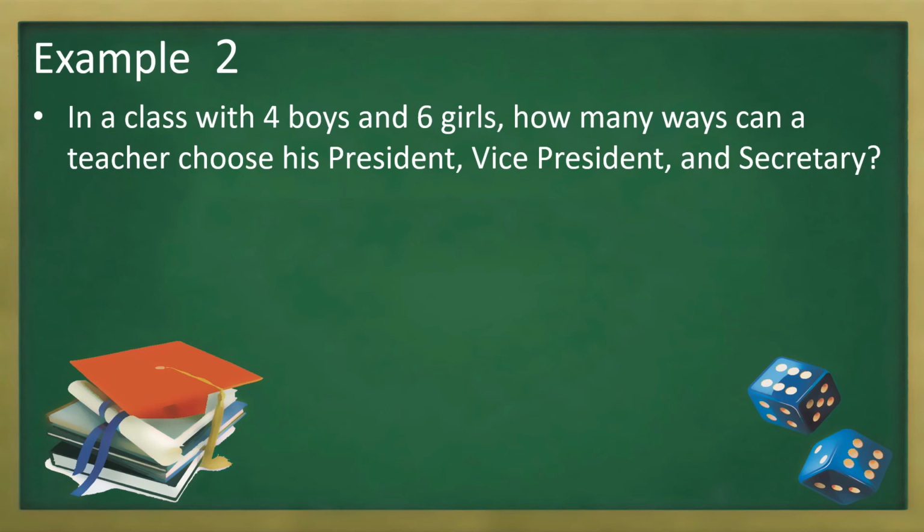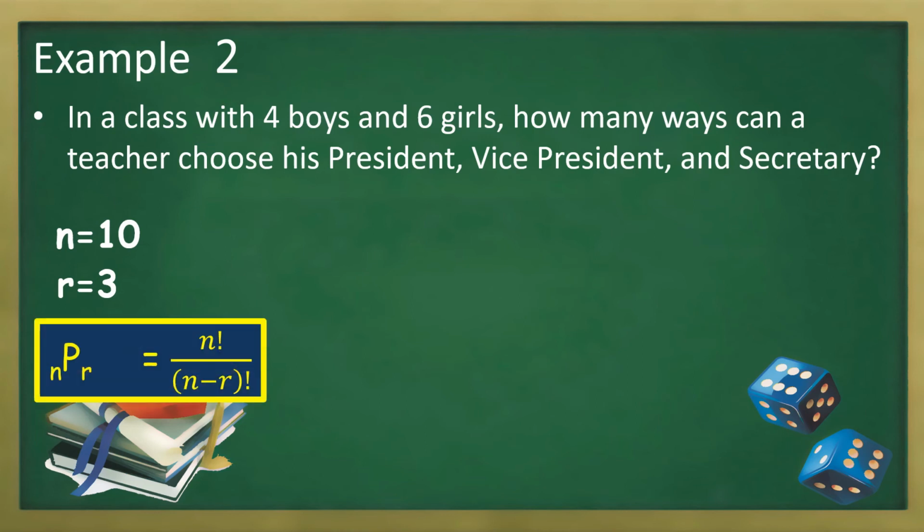And to solve for this using the permutation formula, we have to identify the n and the r. The n will be 10 because we're going to choose from 10 students, which are 4 boys and 6 girls. Then the r is 3 because we're going to choose 3 positions, which are the president, vice president, and secretary. Using our permutation, we will have nPr is equal to n factorial over n minus r factorial, where n is equal to 10 and r is equal to 3.